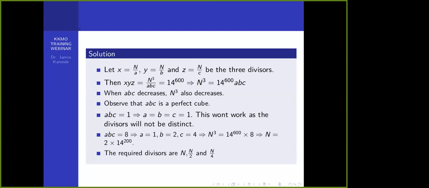So Trevor, you have seen the solution. Yes, I've seen. I actually think I like this solution. It's clear. Okay.